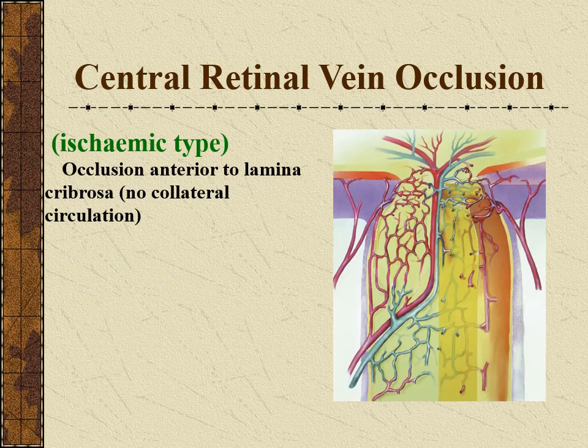So we have two types of central retinal vein occlusion. Ischemic type, when the occlusion occurs anterior to the lamina cribrosa. Here there is no collateral circulation of the retina that can compensate for the occlusion of the retinal vein, resulting in severe symptoms and signs, and also higher incidence of complications.